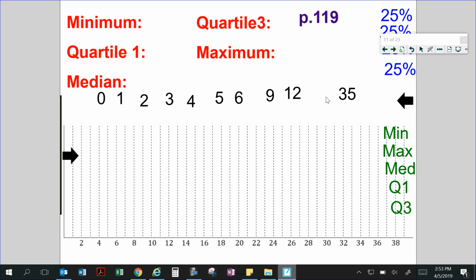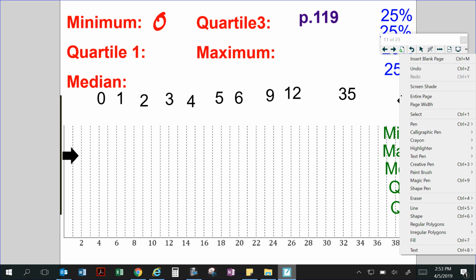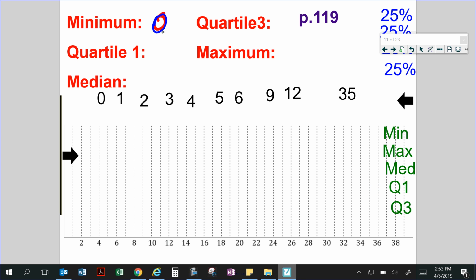All right, so minimum, meaning mini, small, is 0. Let me use a different pen color so we can see that slightly better. Minimum is 0. What is the maximum? 35. So this is the minimum. This is the maximum. What's the range or spread? It ranges from 0 to 35. How far is it from 0 to 35? 35. All right, next one.